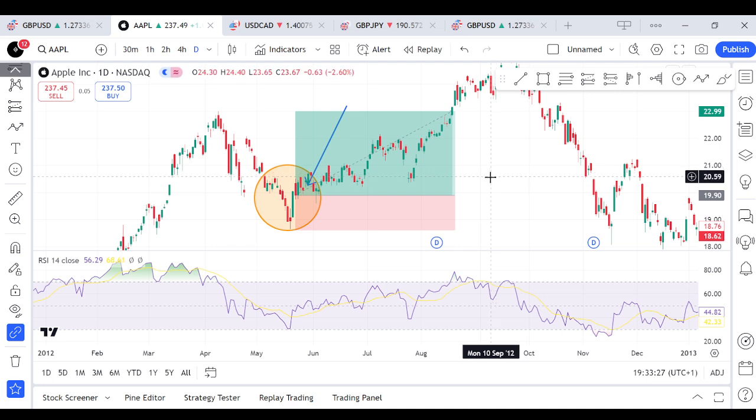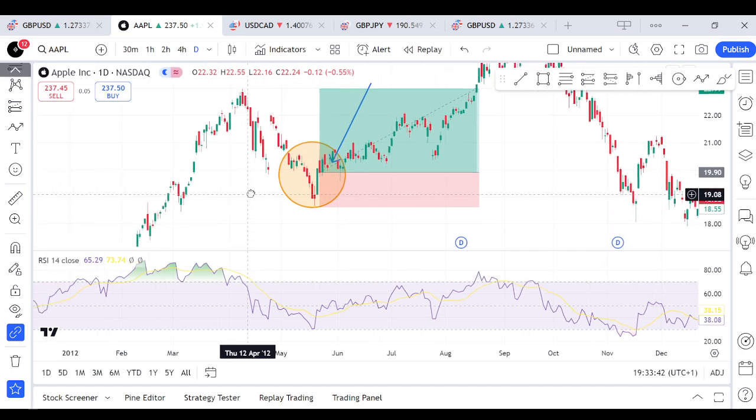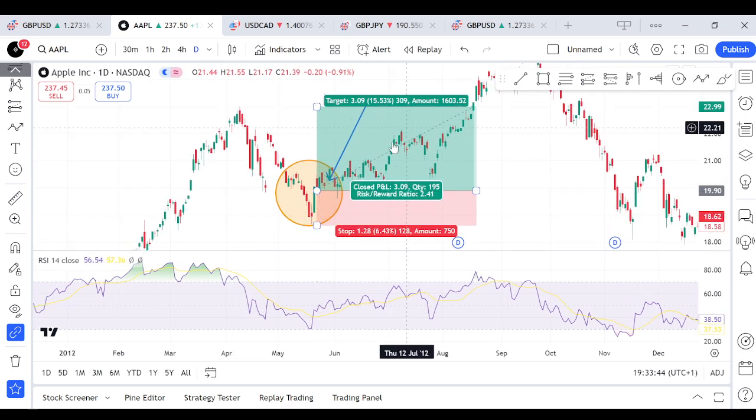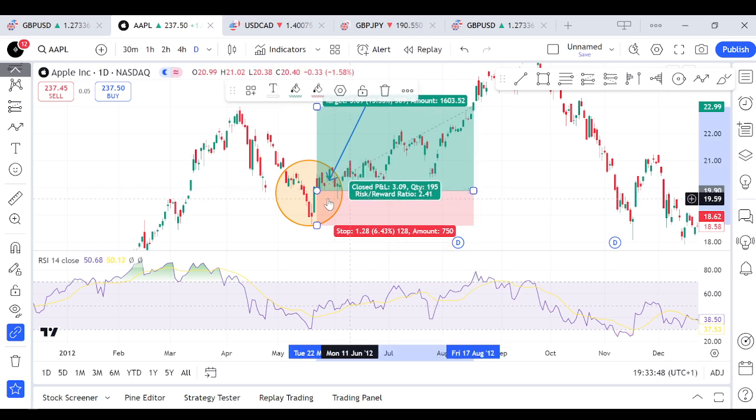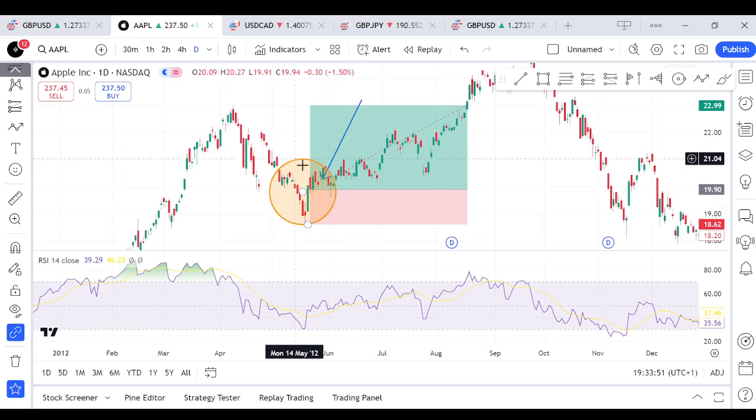Confirmation indicators: you could consider using the RSI to confirm oversold conditions, and you could also use the MACD, and you could also use volume to validate the strength of the reversal. For example, I'm using the RSI to validate this buy signal which the bullish breakaway candlestick pattern gave us.